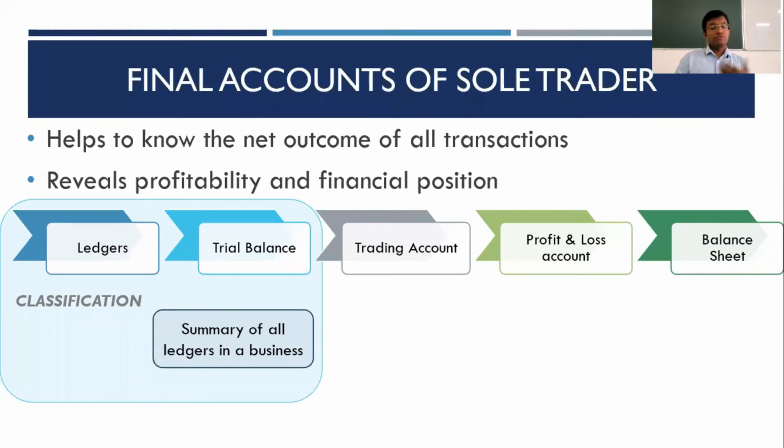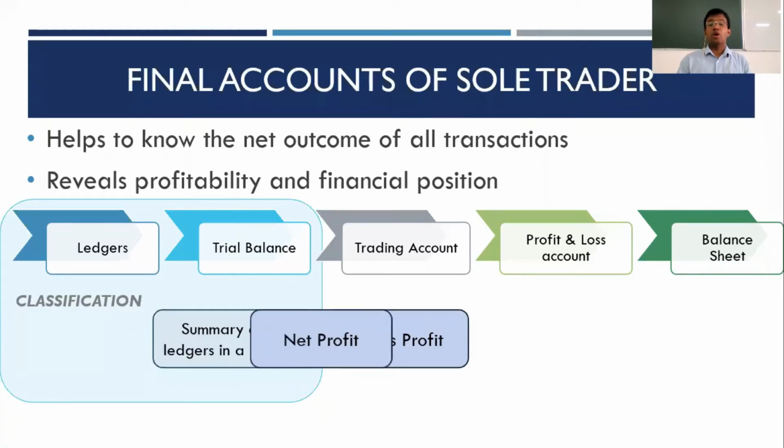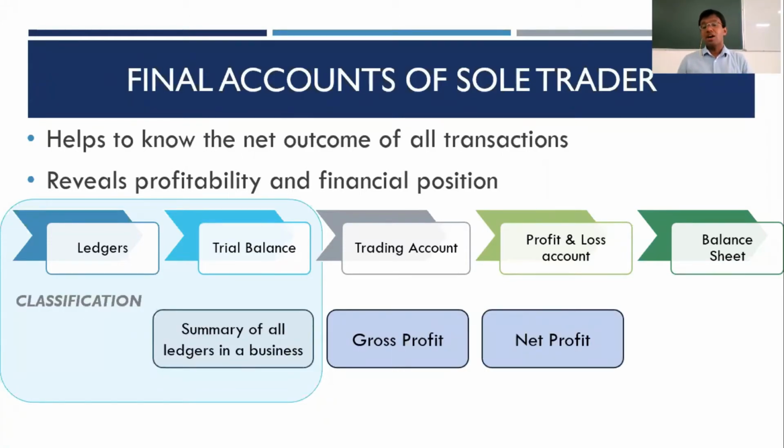We've already seen that trial balance is a summary of all the ledgers in a business. Trading account is prepared to understand the gross profit of a firm. Profit and loss account is prepared to understand the net profit of the firm. So trading account is for gross profit, and profit and loss account is for net profit. Are they the same or are they different? If they're different, how are they different? Let's talk about that.